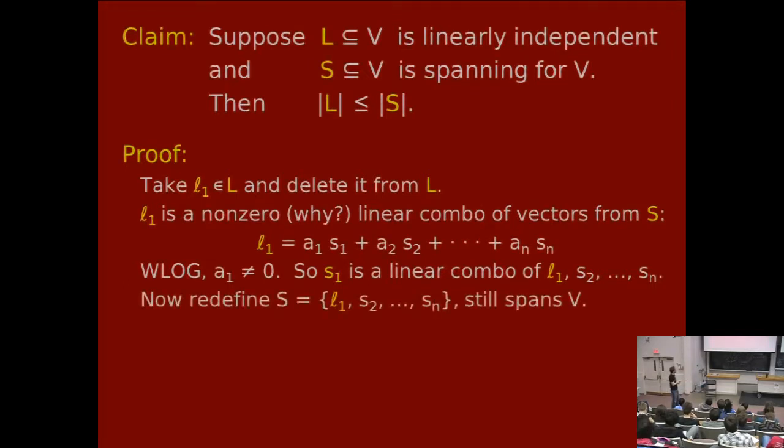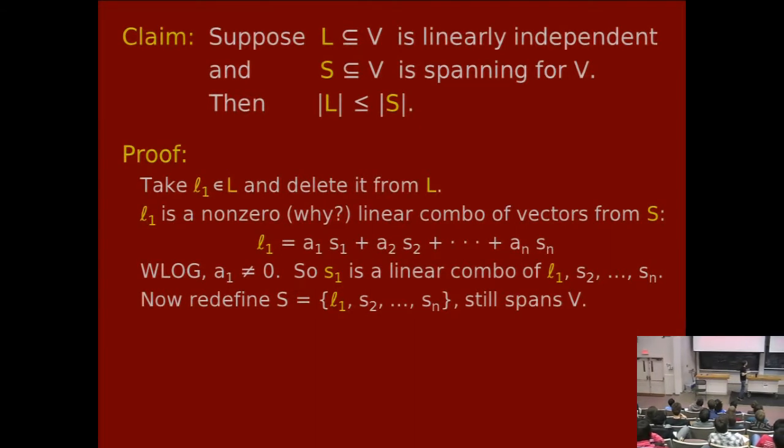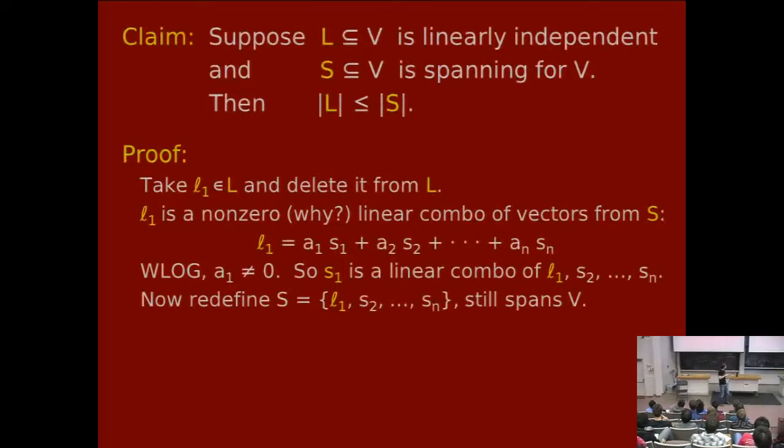And so what this proves is that if we redefine S to not have S1 in it anymore, but to have L1 instead, that would still be a spanning set for V. Because before, S with S1 through Sn spanned everything. Everything was a linear combination of S1 through Sn. But I just showed that whenever you have S1, you can write it as a linear combination of L1 and S2 through Sn. So instead of having S1, you could instead have L1, and you'd still span everything.